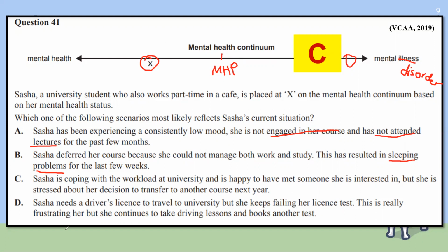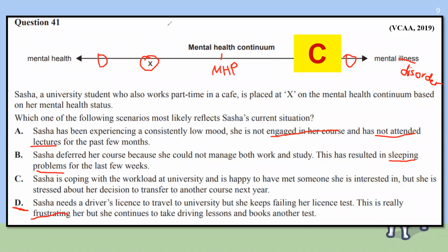And the reason why D is not the correct answer is because it says Sasha needs a driver's license to travel to university, but she keeps failing her license test. This is really frustrating her, but she continues to take driving lessons and books another test. So this is probably the best of all those options, in the sense that placing option D on the continuum, it would be somewhere about here. Option D doesn't suggest any kind of major stress. It obviously suggests that she's frustrated at failing her test, but it suggests a level of productivity because she is continuing to take her driving lessons.